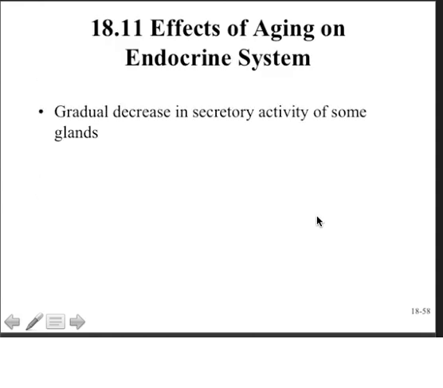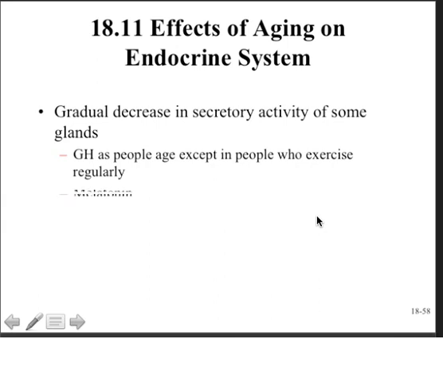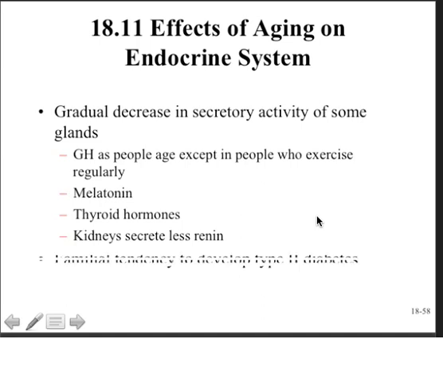Now, as we age, we see a decrease in the secretory activity of certain glands. Growth hormone decreases as people age, except in people who exercise regularly. Melatonin begins to decrease in the amount that is secreted by the pineal gland, and the thyroid hormones and renin also see a decline. There's also a familial tendency to develop type 2 diabetes as a result of inadequate production of the insulin signal. And you could think of this as the beta islets dying, but it also has to do with decreased sensitivity of the target tissues to the insulin that's secreted into the bloodstream by the beta islets.